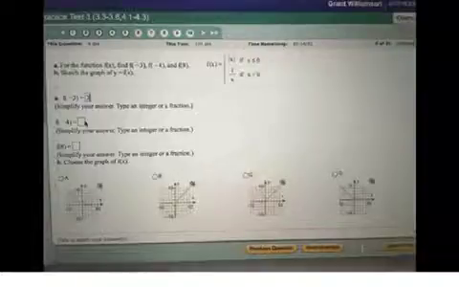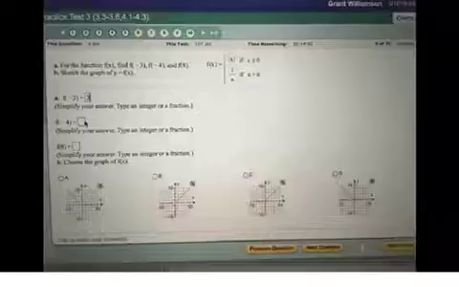Alright, let's take a look at this problem. For the function f of x, find f of negative 3, f of negative 4, and f of 8. Sketch the graph of y equals f of x.